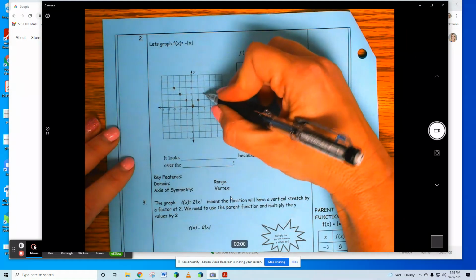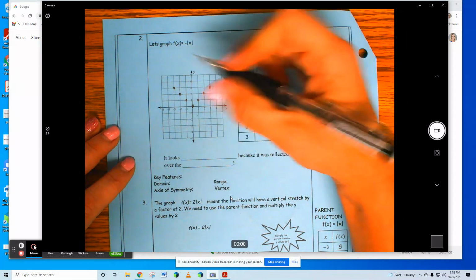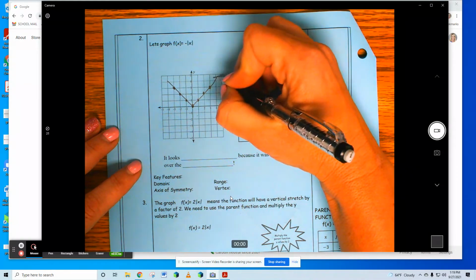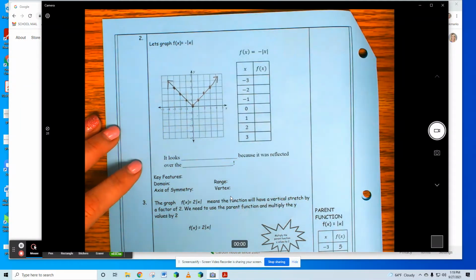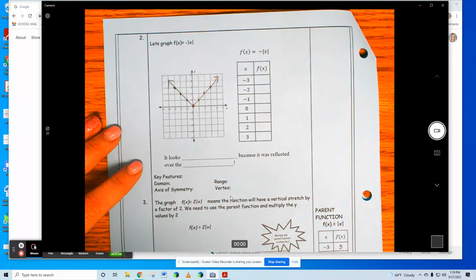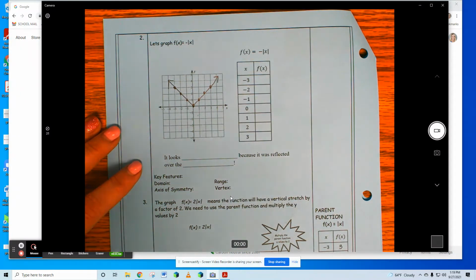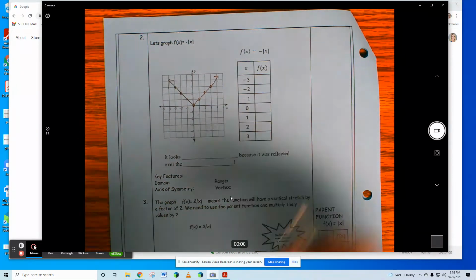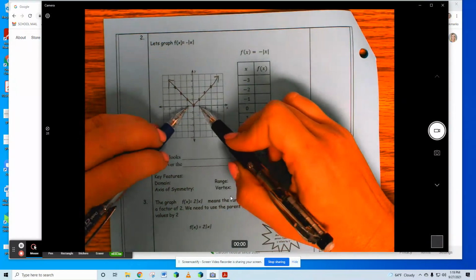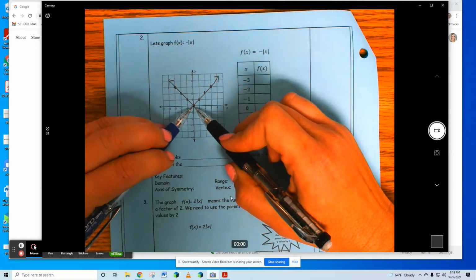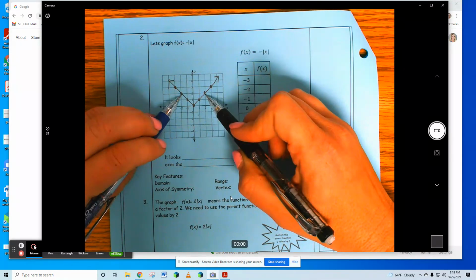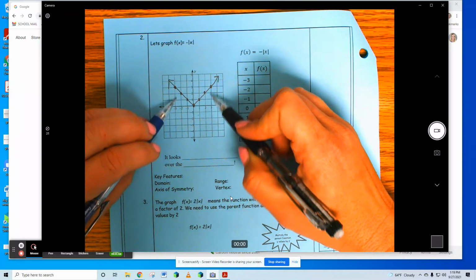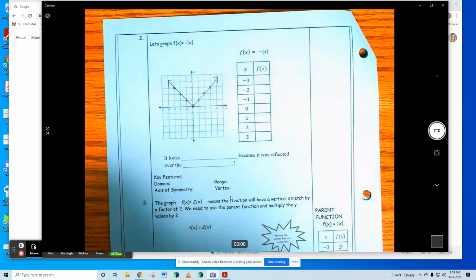So my parent function is this that I'm doing right here. It's what I just drew on the front page. 1, 1, 2, 2, 3, 3, and the symmetrical side: -1, 1, -2, 2. So it goes from my vertex over 1, up 1. From my vertex over 2, up 2. From my vertex over 3, up 3. It's symmetrical. It's a V shape.